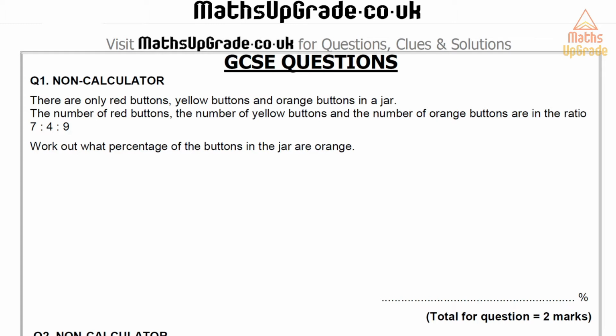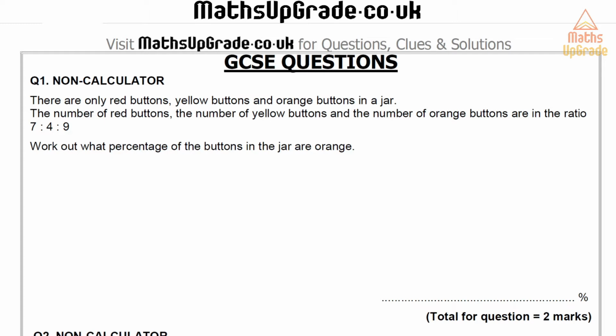So the first few questions are non-calculated questions. Question 1 states that there's only red buttons, yellow buttons and orange buttons in a jar. The number of red buttons to yellow to orange is given by the ratio 7 to 4 to 9. Find out what percentage of the buttons in that jar are orange. So this question is 2 marks.